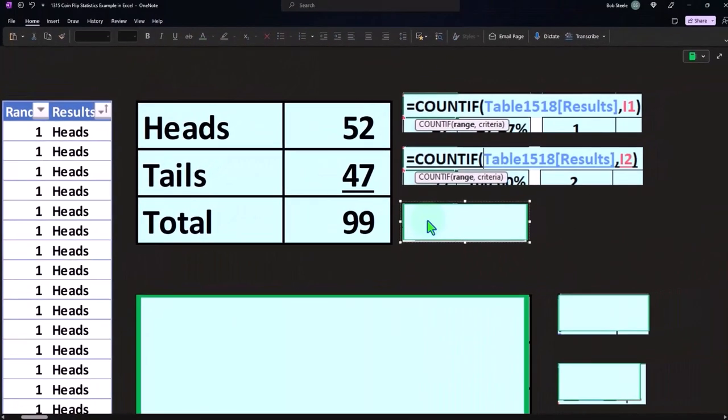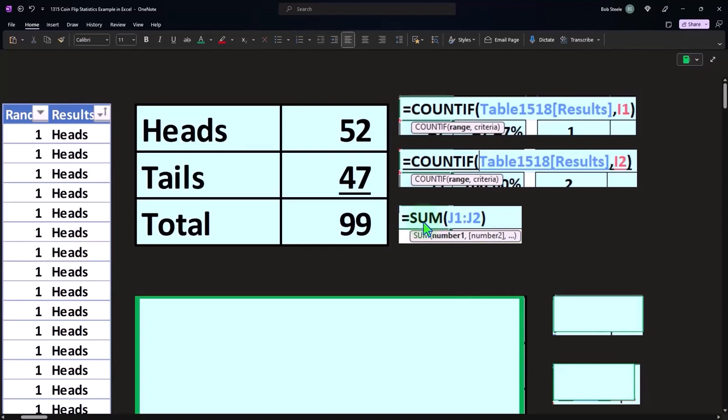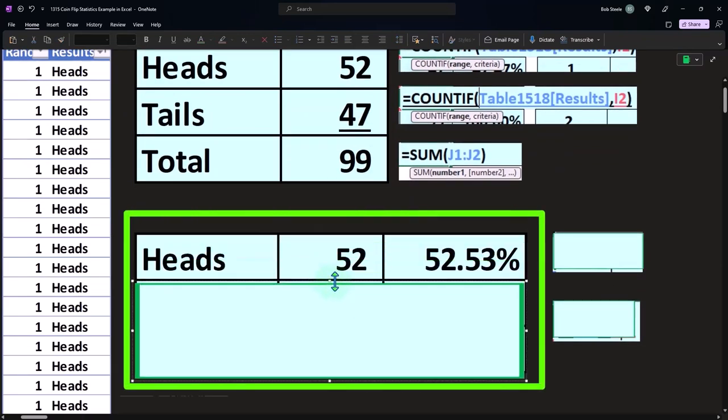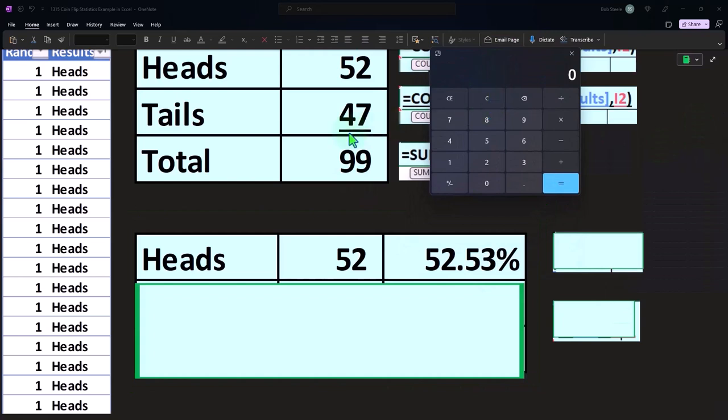Then you would have to do the math to think about how much it was out of, meaning if it wasn't out of 100, 52 wouldn't be 52%. So if I sum those up, it came out to just 99 flips. So we flipped it 99 times, came out heads 52 times, tails 47 times. If I take that 52 divided by 99, that's how I'm going to get the percent. So I can pull out the trusty calculator.